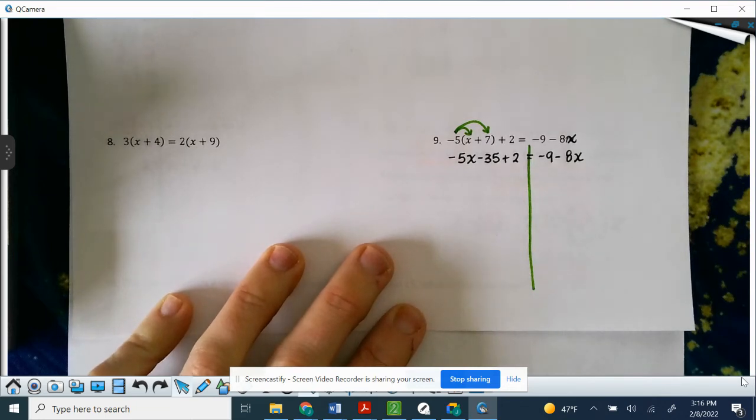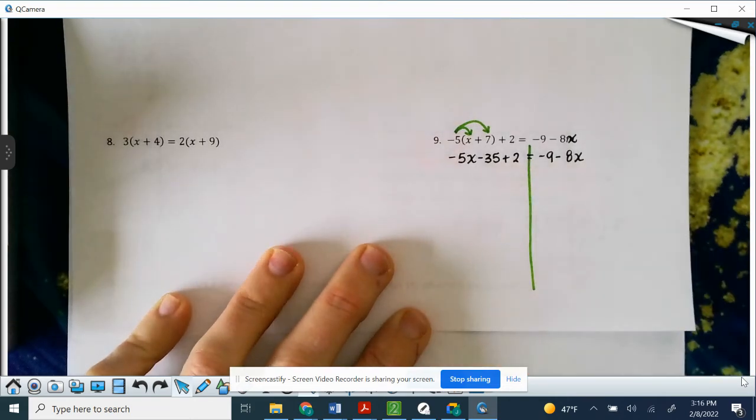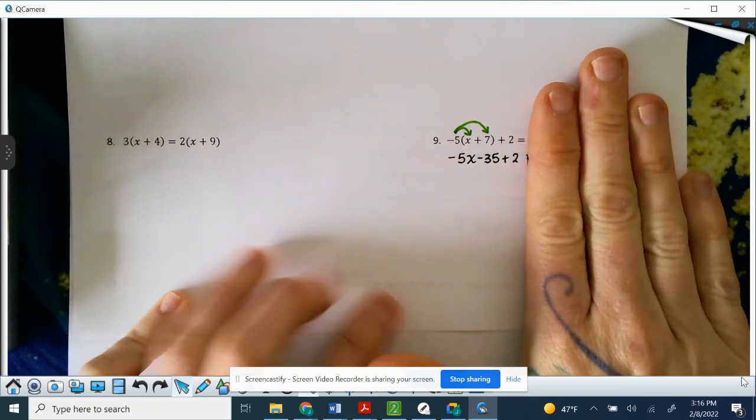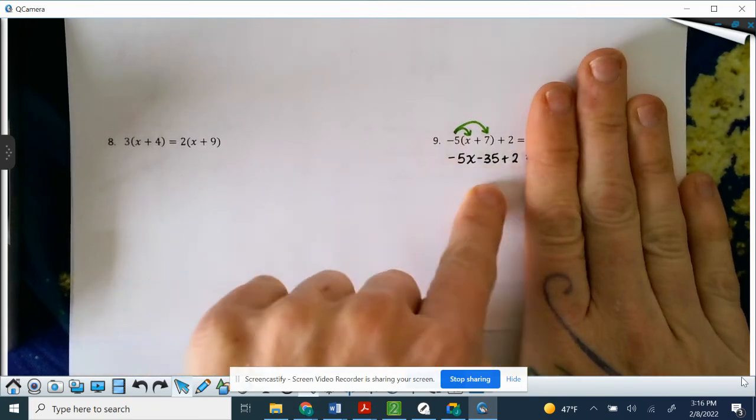So we want to get all our x's on one side and our whole numbers on the other side. You want to clean up first, in my humble opinion, because if we look at this side, are there 2 things that I can put together to clean up this side?